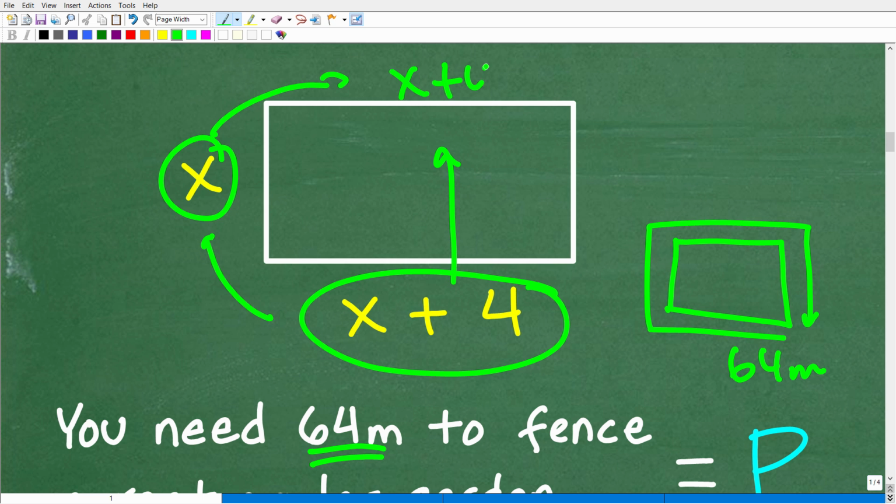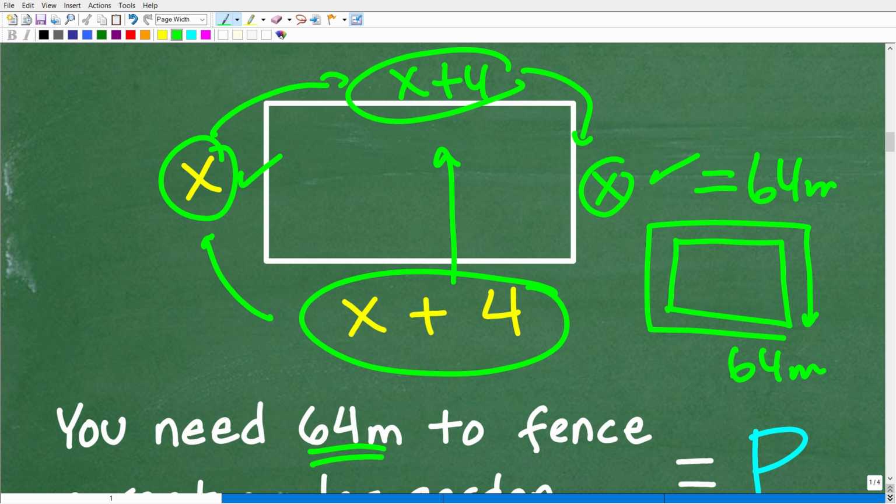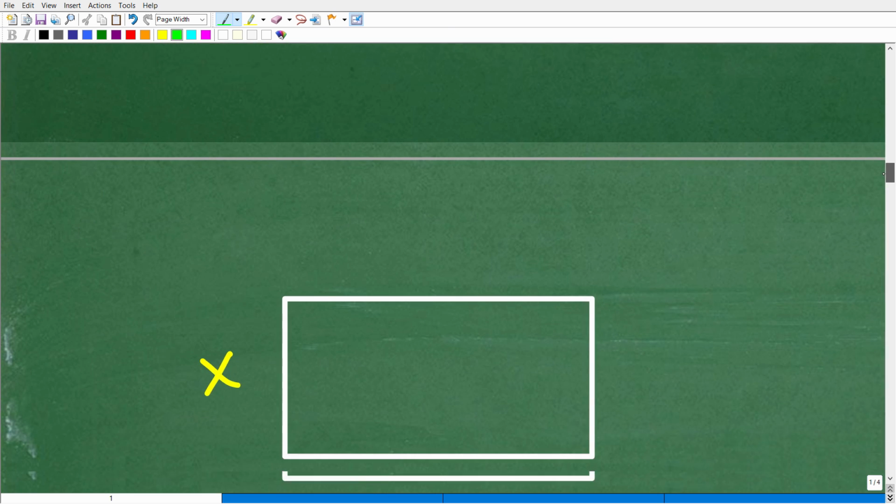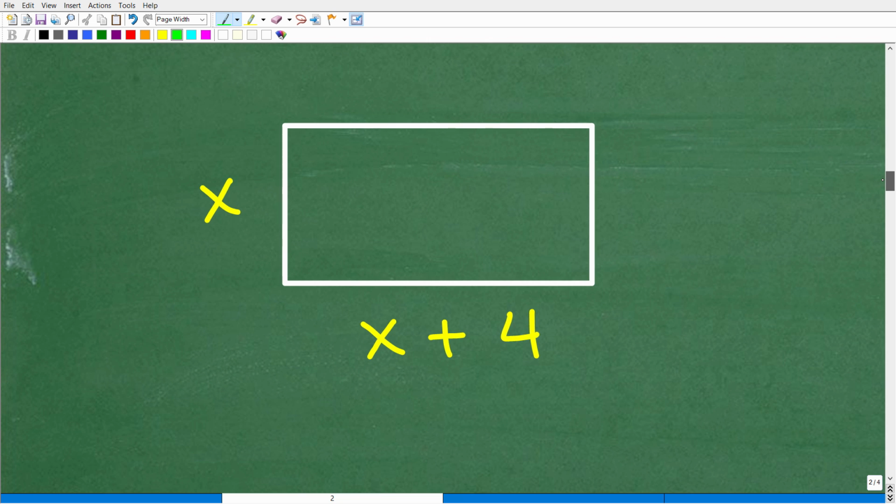So this is x plus 4, and then we can add it to x, because the width here is obviously the same width here. So if we add all this algebraically, this is going to be equal to the perimeter, which is 64 meters, and this is our equation. So hopefully most of you are saying, oh yes, Mr. YouTube Math Man, I see where you're going with this. Well, that is fantastic. So let's go ahead and clean this up and write this as an actual formal equation.